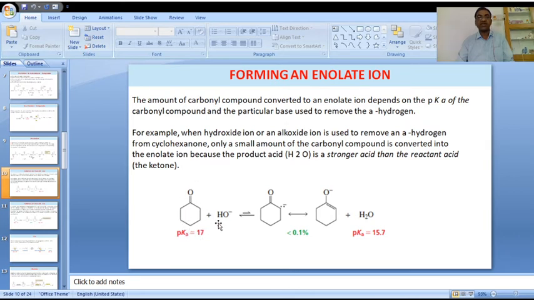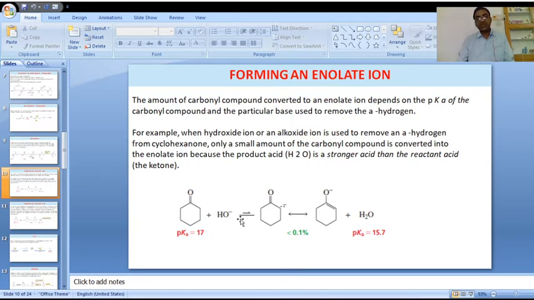That pKa value determines what percentage of enolate ion is produced in the reaction. Enolate ion formation in the presence of base depends on the carbonyl compound's pKa value. Is it clear? The pKa value, and the particular base used to remove the alpha hydrogen.